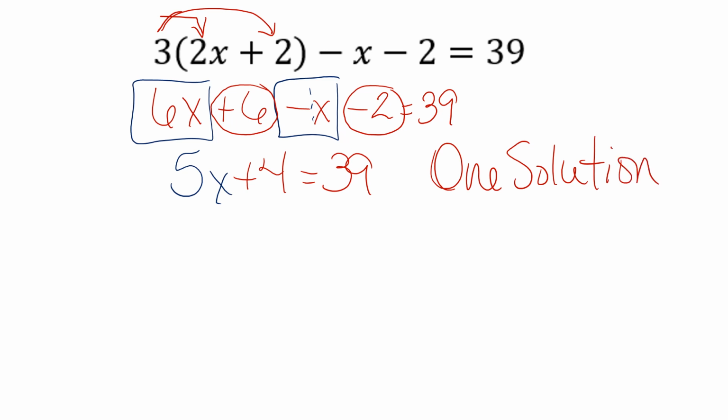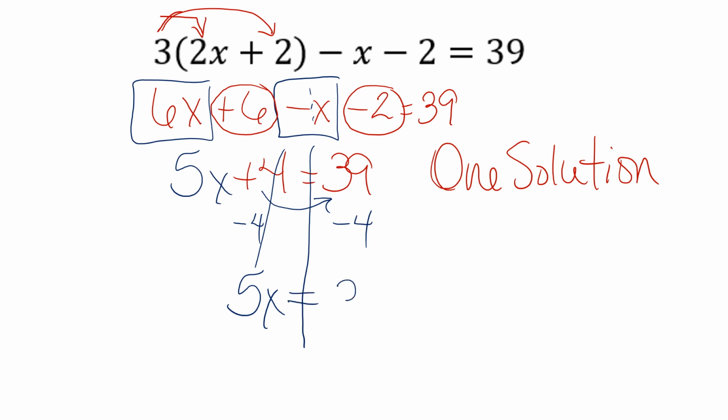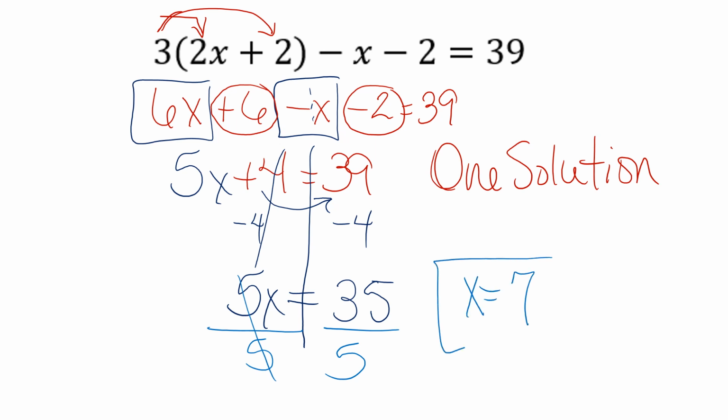So at this point, I want to isolate the variable by moving the +4 over to the right-hand side across the equal sign. I would subtract 4 from both sides. That's going to leave me with 5x, the equal sign, and 39 minus 4 would be 35. Now to get my variable by itself, I want to divide both sides by 5, and x would be 7.